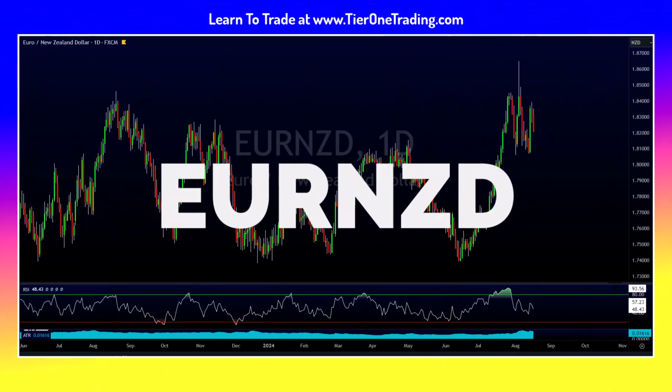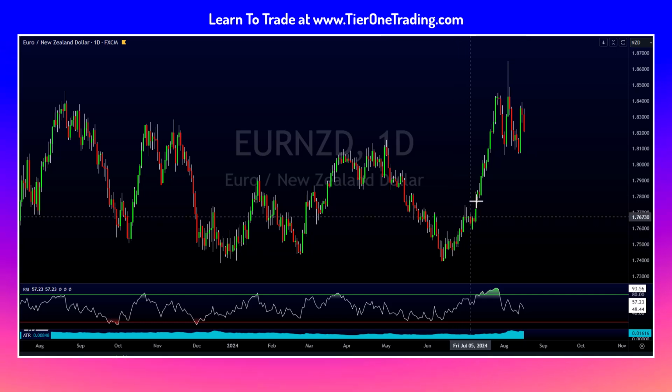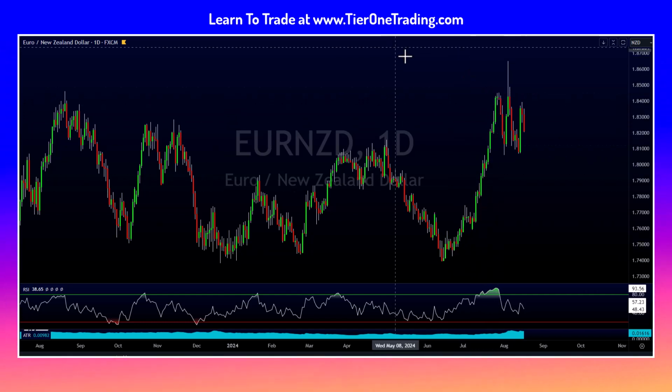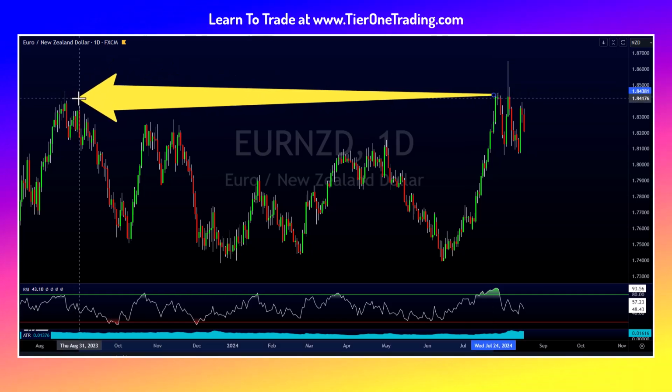Euro New Zealand, another one where I'm looking for a potential short-term continuation to the downside, right? Recently, price action has rallied up. We've come to a previous level of structure. Look left, structure leaves clues. Boom, we've held that previous level of structure.